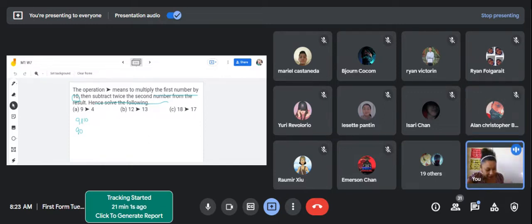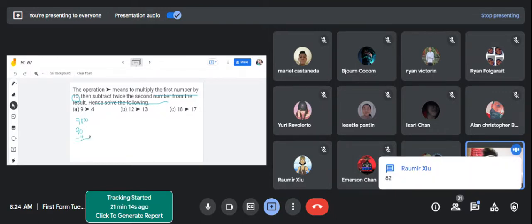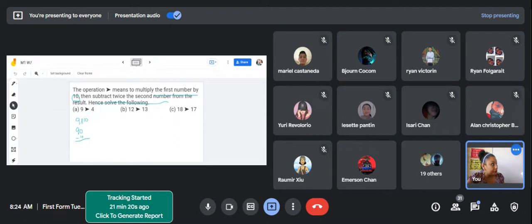Okay, yes, that's correct. Let me do it step by step and then I'm going to show you how to do it in one step. Right? So I'm going to minus 4 one time. How much does that give you? What is 90 minus 4? 86. And if I minus 4 again, how much does that give you? 82. Very good.